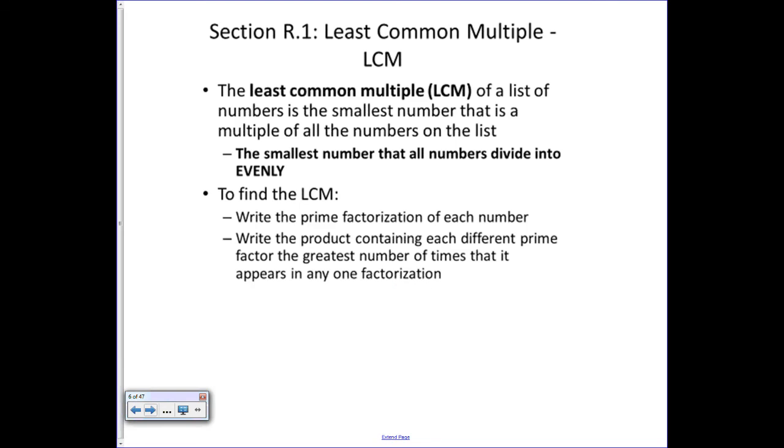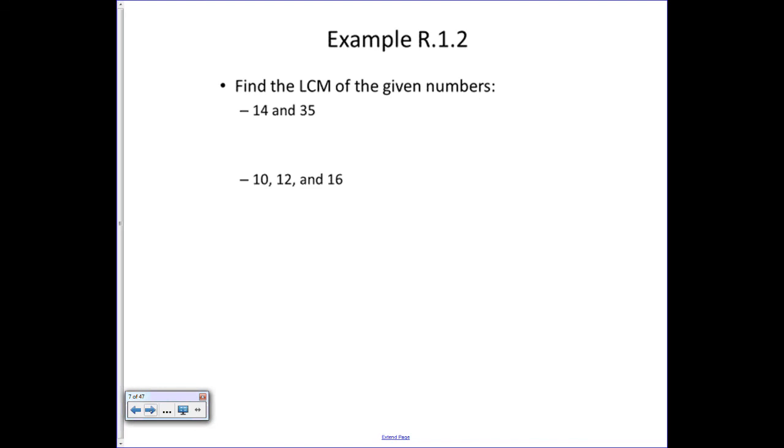The least common multiple of a list of numbers is the smallest number that is a multiple of all the numbers on the list. So it's the smallest number that all the numbers divide into evenly. To find the least common multiple, we want to write the prime factorization of each number, and then write the product containing each different prime factor the greatest number of times that it appears in any one factorization. Seems a little complicated, but let's try it.